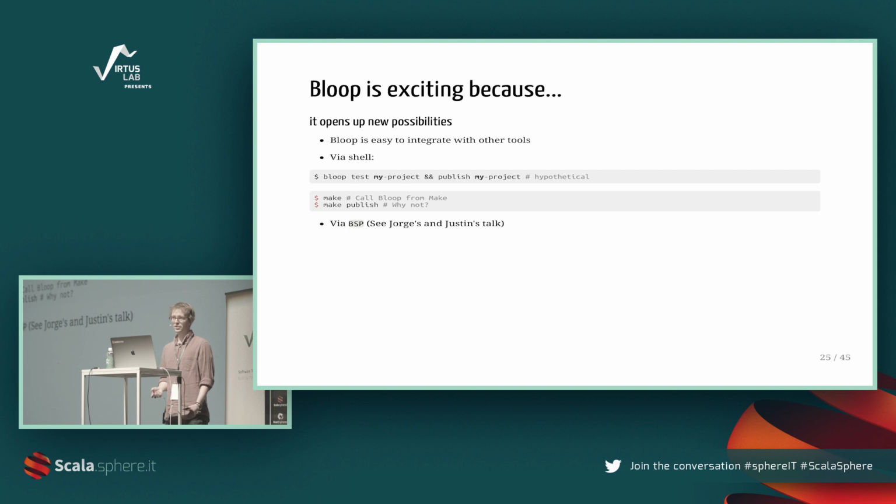For instance, you have shell, which is pretty useful to integrate with other programs using the terminal. So for instance, you could imagine having a command that would allow you to publish. You could do bloop test my project, and if that succeeds, just use publish to publish it. You could imagine integrating Bloop using make, or of course, if you don't want to use shell, you can integrate via BSP, which Jorge and Justin are going to talk about later.